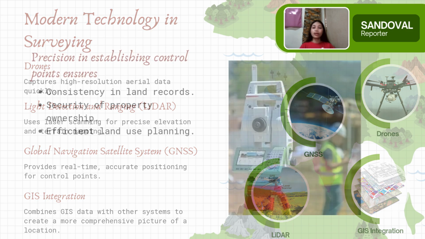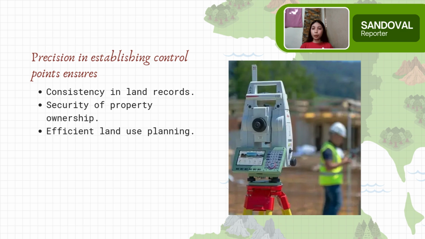So, to sum up our report, precision in surveying is not just about measurements, it is about ensuring consistency, protecting property ownership, and enabling efficient land development. And as future geodetic engineers, we must always strive for accuracy in our reference points and coordinate systems.